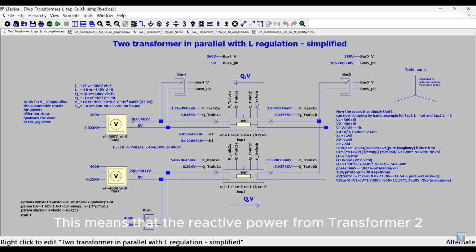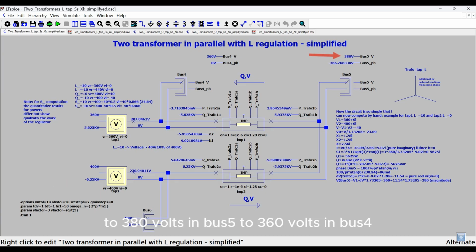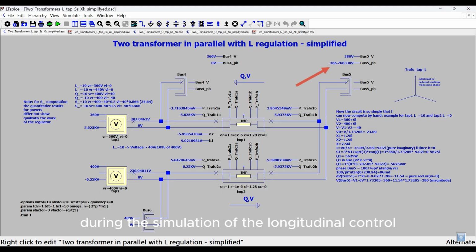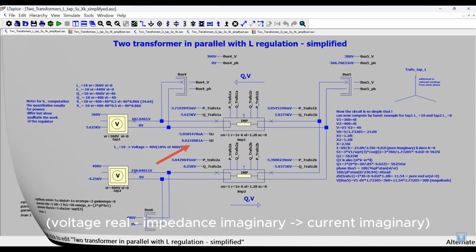This means that the reactive power from transformer 2 flows through transformer 1 in a circuit. It flows from the higher voltage to the lower voltage. 400 volts from tap 2 to 380 volts in bus 5 to 360 volts in bus 4. You can see that the voltage level in bus 5 has now changed significantly. The voltage angle is approximately 0 and remains 0 during the simulation of the longitudinal control for all bus bars. The current is purely imaginary at 9 A, voltage real, impedance imaginary, current imaginary.